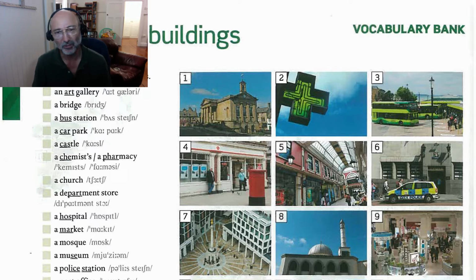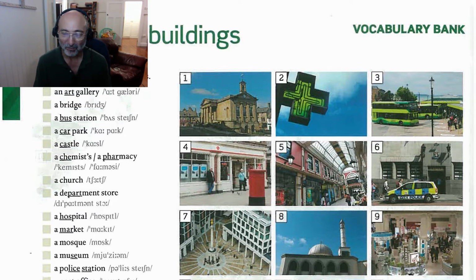Picture number 1 is an old public building. Picture number 2 has a symbol of a cross. Where I live, this cross is not common, but perhaps in places like Europe, it might mean medicine. Picture 3 has buses and people waiting. Picture 4 looks like a shop, but outside the shop on the footpath is a letterbox. Picture number 5 has rows of shops with people walking under a roof structure.